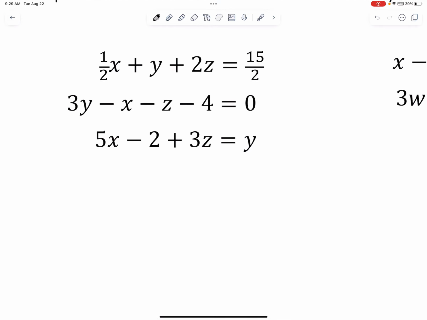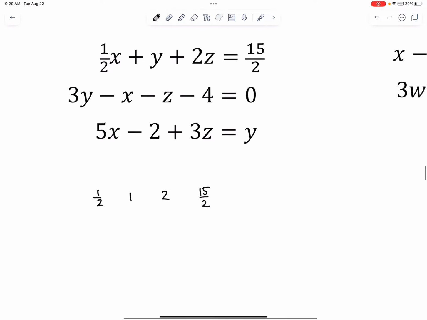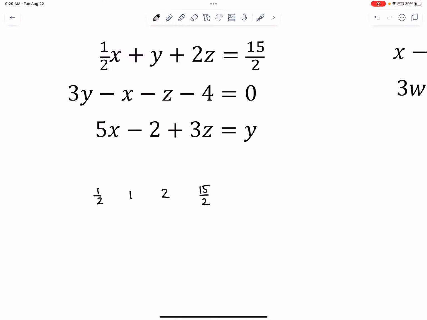So I'm going to convert the first equation to a row in our matrix. So we have 1/2 is the coefficient of x, a 1 is the coefficient of y, and a 2 is the coefficient of z. And this is equal to 15/2. Now, we've committed to x, y, z in that order. So looking now at the second equation, the coefficient of x we must write first, which is -1, then the coefficient of y, which is +3, then the coefficient of z, which is -1, and then we have to add the constant -4 to the right side and put a +4 on the other side of the equal sign.